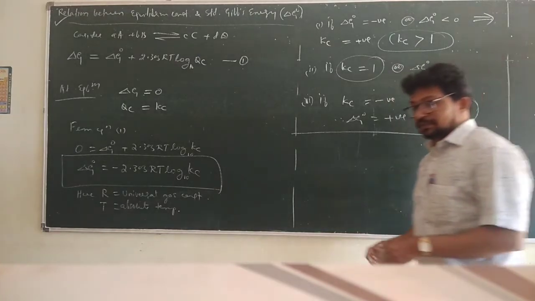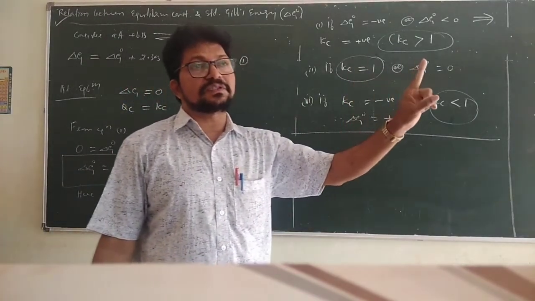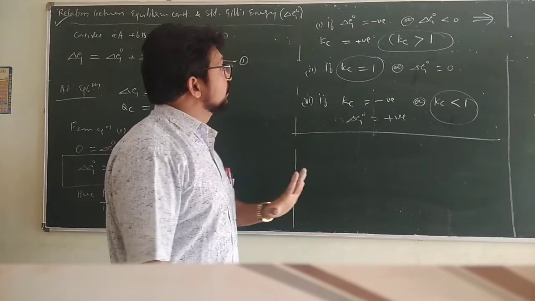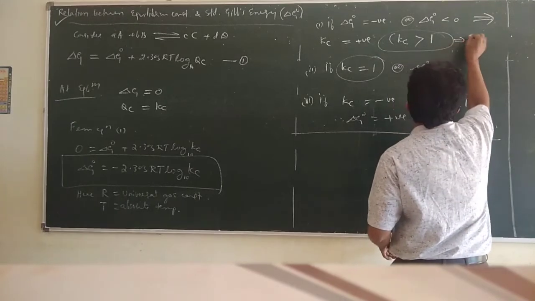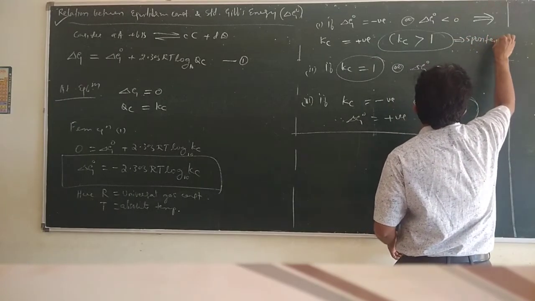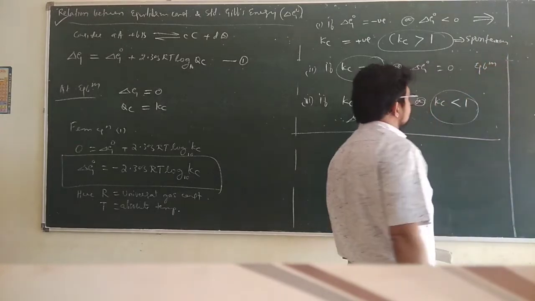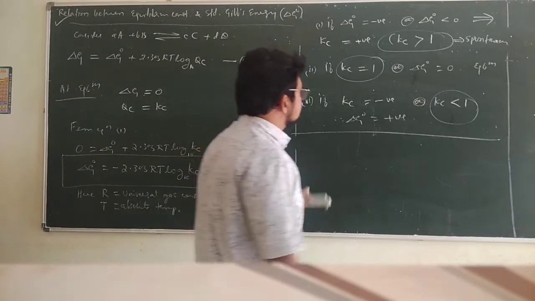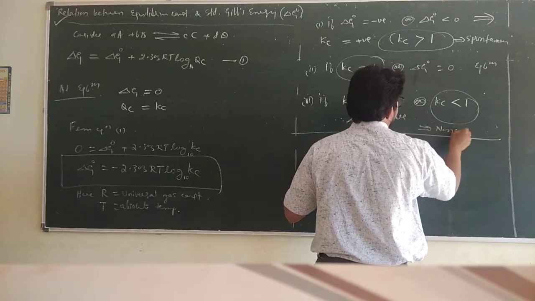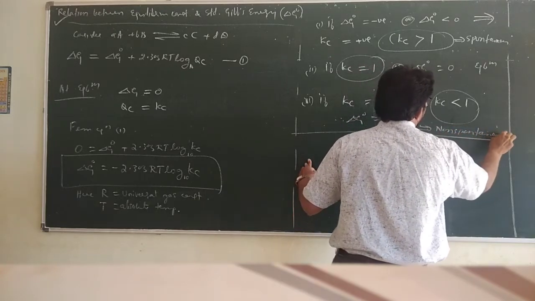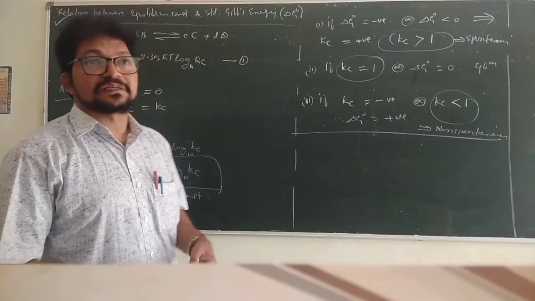So I conclude, if Kc is 1, delta G naught is 0. If Kc is greater than 1, delta G naught is negative, which implies a spontaneous process. Delta G naught is for equilibrium under standard conditions, and if delta G naught is positive, that means Kc is less than 1. This is non-spontaneous. This you must know, and it may be helpful to predict some entrance questions.